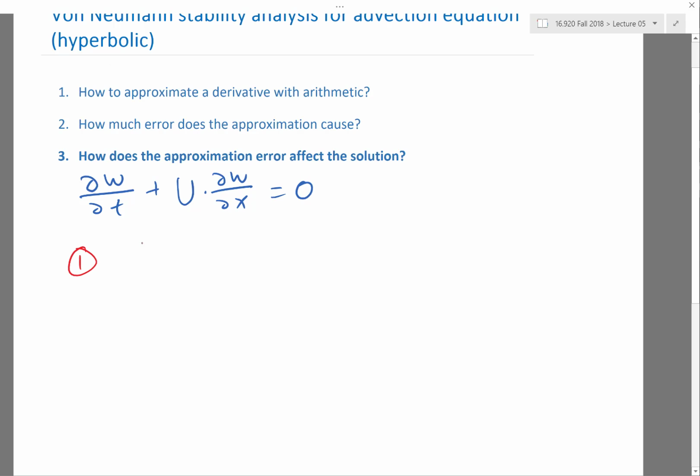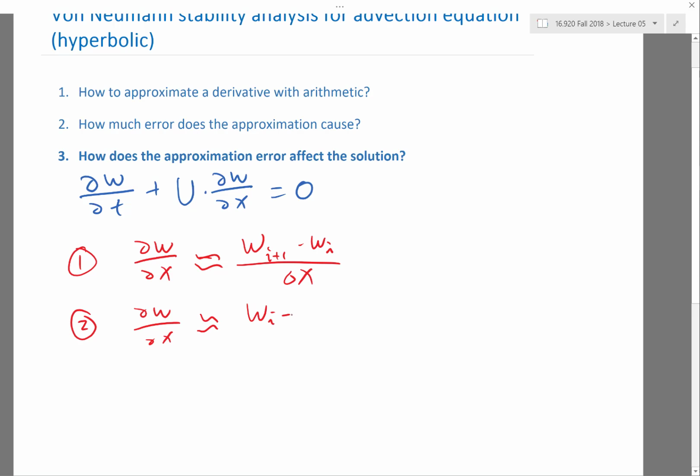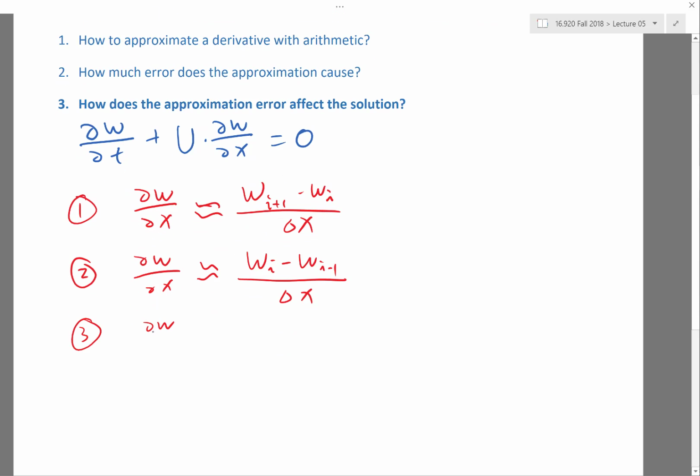So we started with three different types of approximations. The first type is forward difference. We're approximating the derivative using wi plus 1 minus wi divided by delta x. We can also flip it over and approximate it using wi minus wi minus 1 divided by delta x. And the third, we can take an average of these forward and backward derivatives. And the average gives us the central derivative.